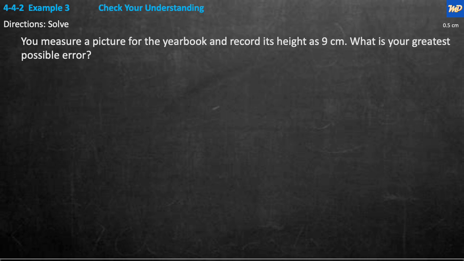Okay, example 3. Check your understanding. I'd like you to stop it and pause it and try this. You measure a picture for the yearbook and record its height as 9 centimeters. What is your greatest possible error? Why don't you pause and think about this. If you already know, you don't have to pause. I'm waiting. I'll come back later.